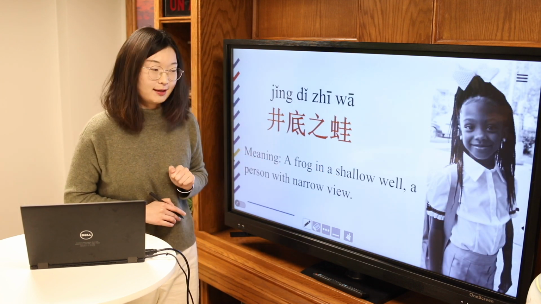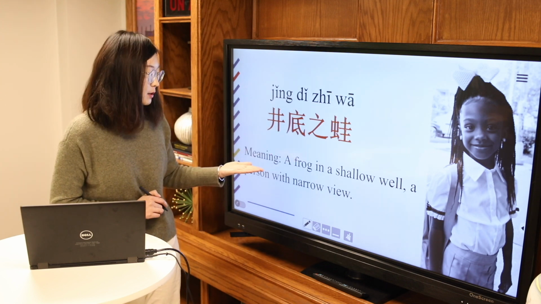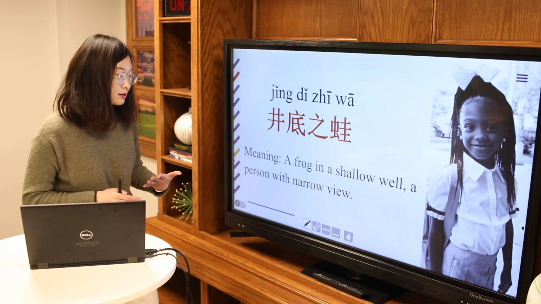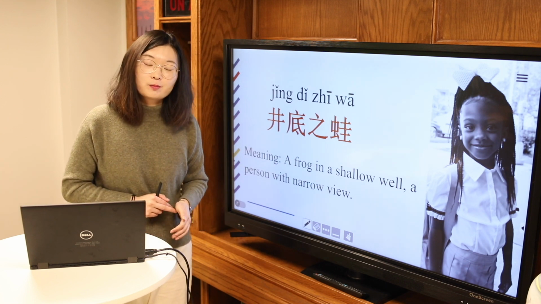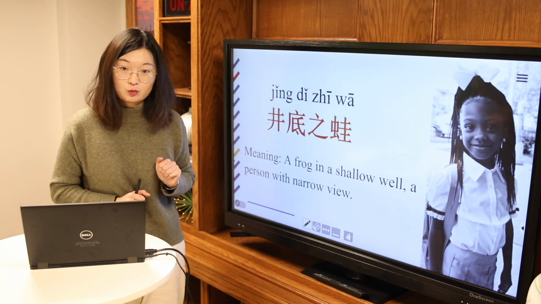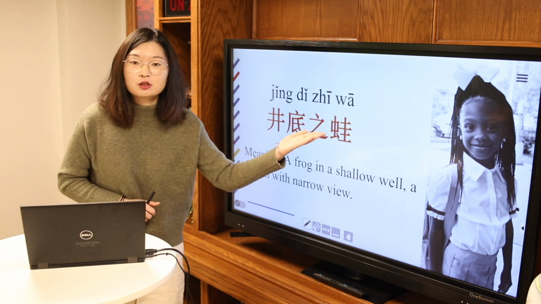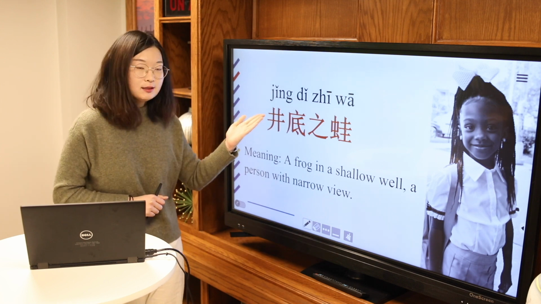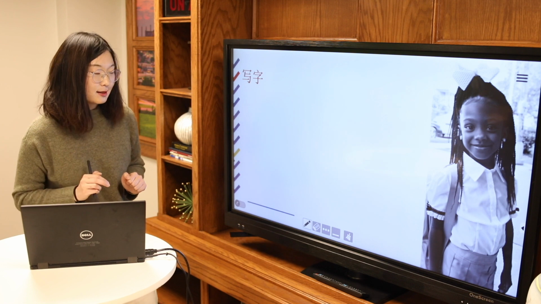井底之蛙. Okay, so a 井底之蛙, by the character meaning, means a frog in a shallow well, and today it's used to describe a person with a narrow view. Okay, 井底之蛙. So if some people have a narrow view, we call them 井底之蛙. Okay, so let's say the word together. 井底之蛙, 井底之蛙. Okay, now let's write the characters together.